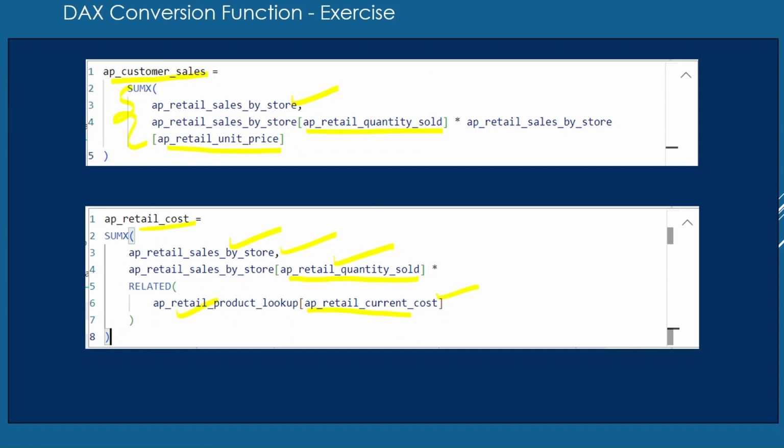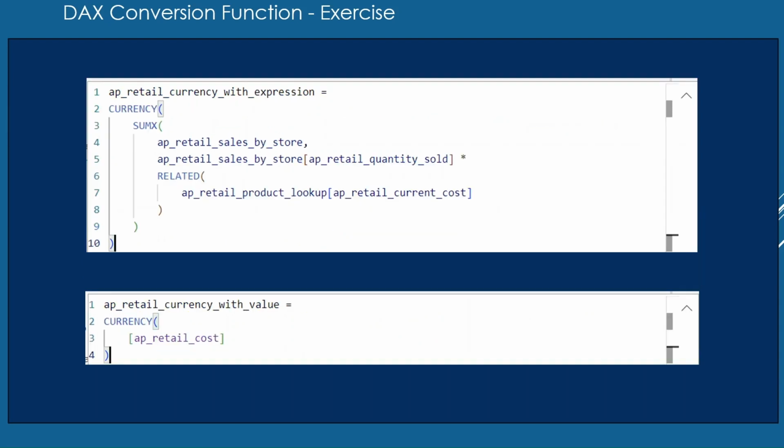Let me go to the PPT. Here, this part we need to understand. What I'm doing here is using the currency function. This is a conversion function. So what is the currency function going to do? It is going to take an input parameter and convert it into currency. It does nothing but add the currency symbol at the beginning.